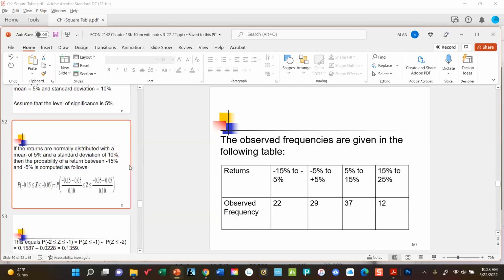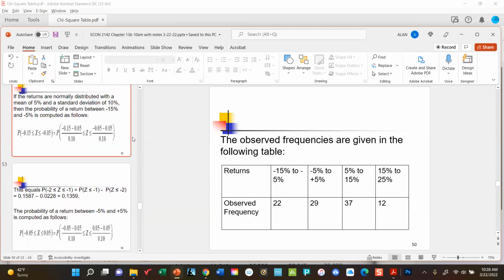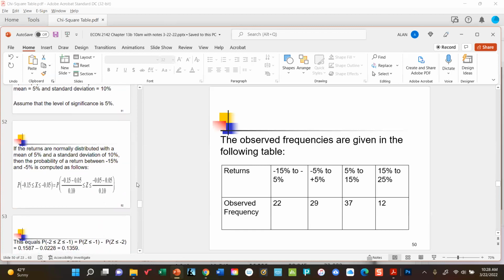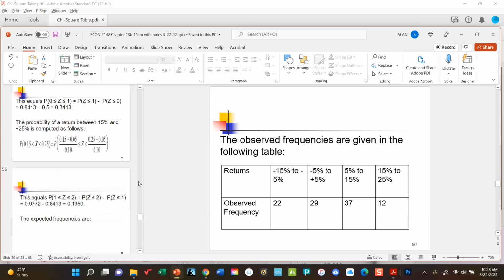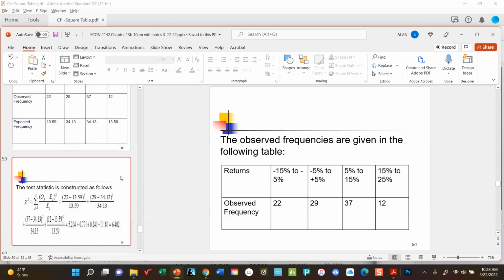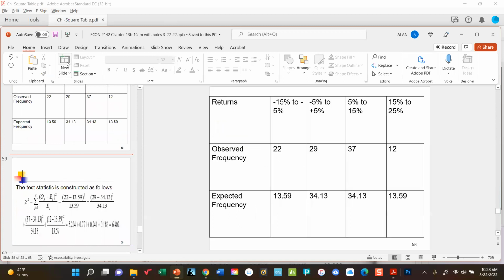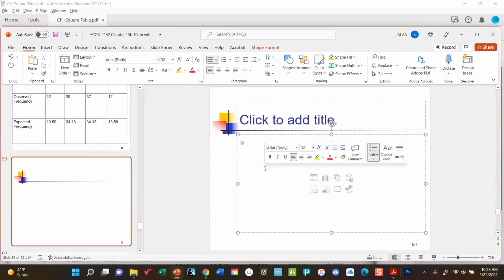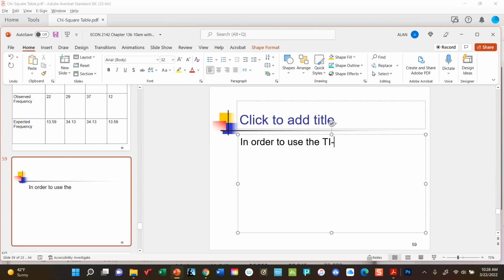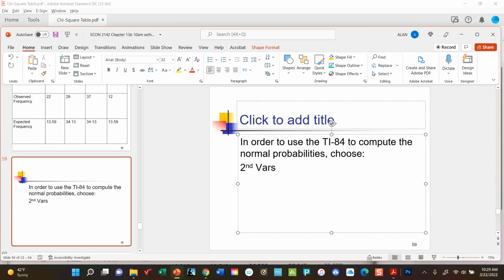Now, you might remember that, yes, you can do this with your tables, but you might also recall that we can do this with our calculators. And this we've done many, many times. All right, so let me skip ahead here a little bit. I'm going to sneak in a new slide here. In order to use the TI-84 to compute the normal probabilities, choose second vars, and the one you want is normal CDF, number 2.